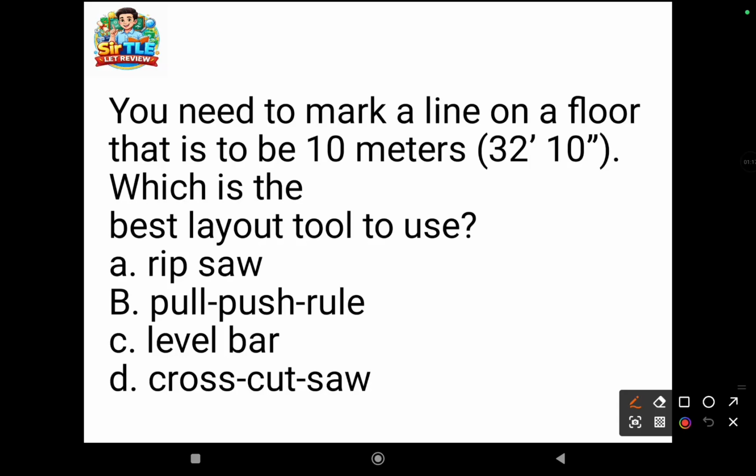First question. You need to mark a line on the floor that is to be 10 meters or 32 feet and 10 inches. Which is the best layout tool to use? A. Ripsaw. B. Pull push rule. C. Level bar. Or letter D. Crosscut saw. What is your answer?